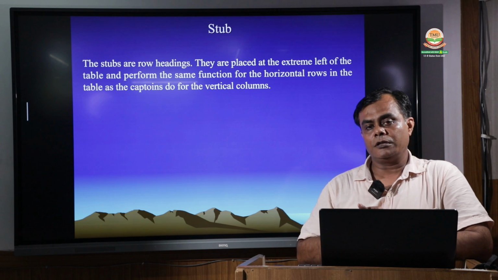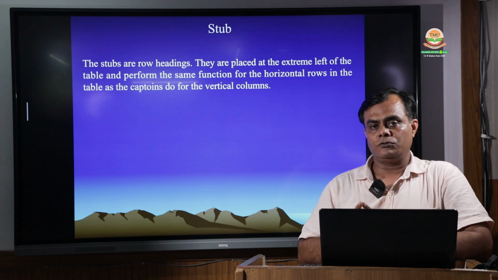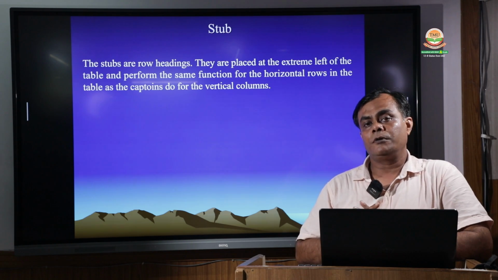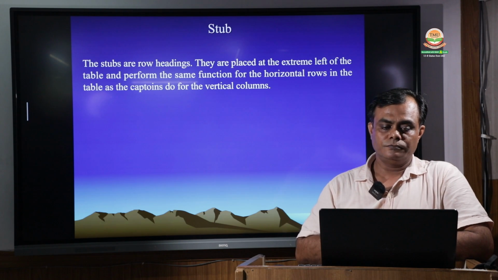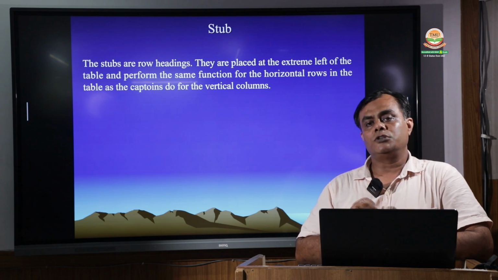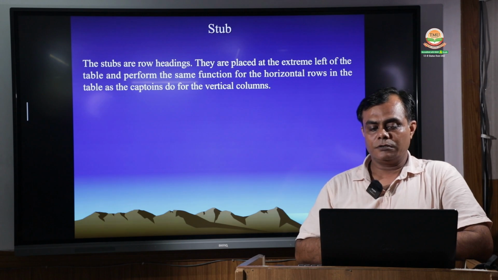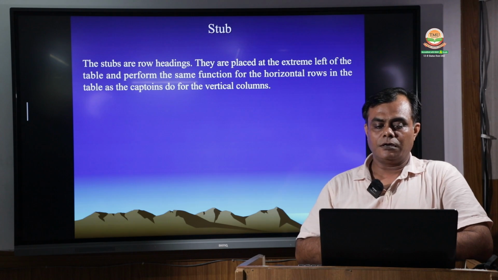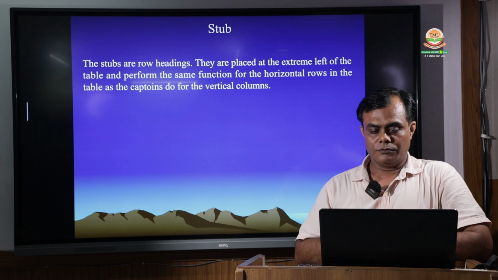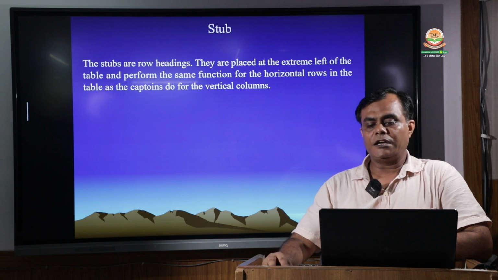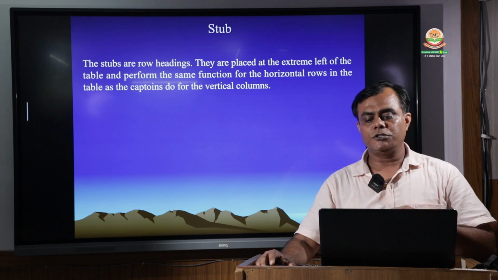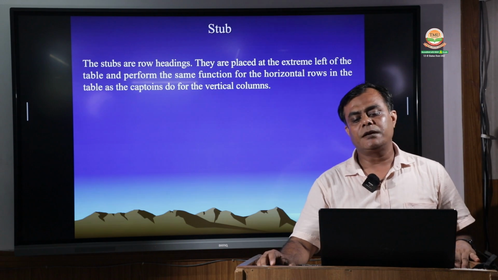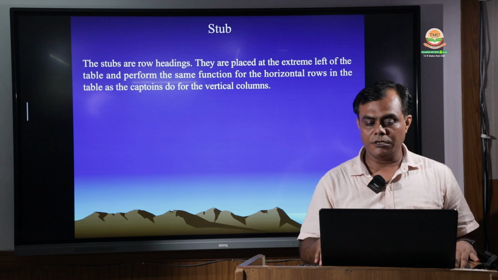So when you are understanding this, there is no requirement of misunderstanding regarding the caption and the stub. Simply, stubs are the row headings and captions are the column headings. They are placed in the extreme left of the table and perform the same function for the horizontal rows in the table as the caption does for the vertical columns.